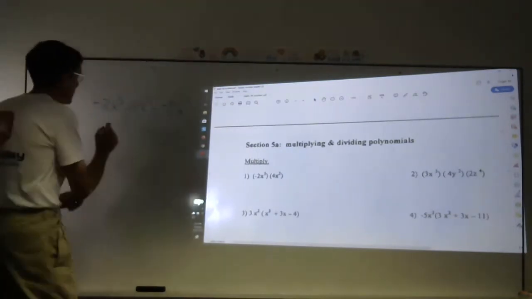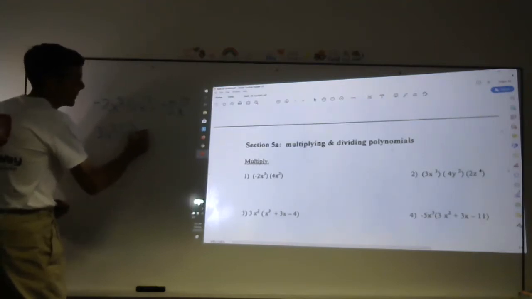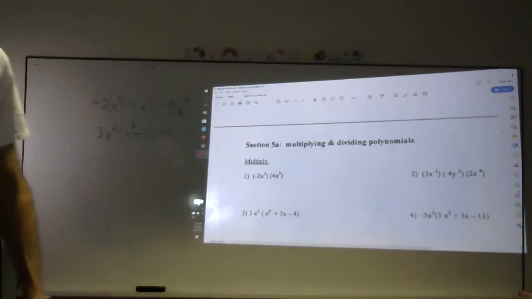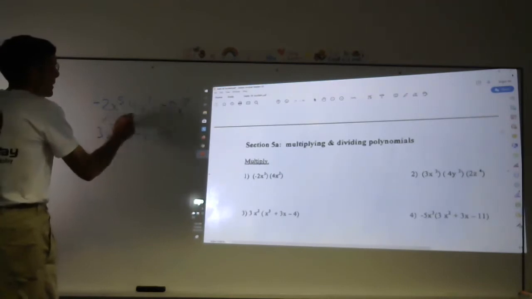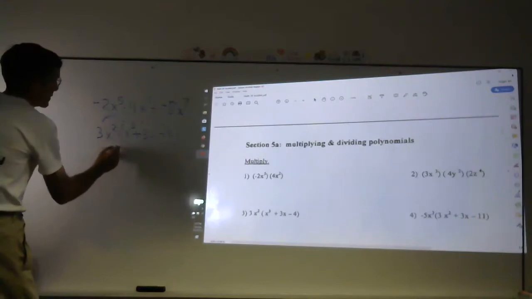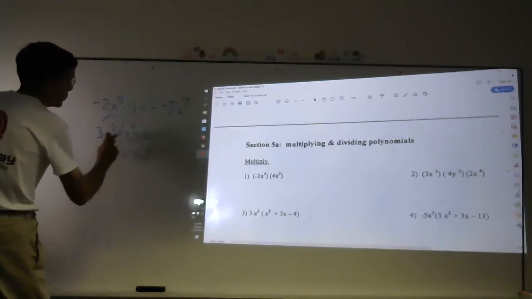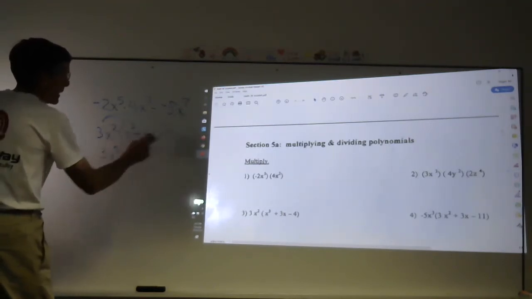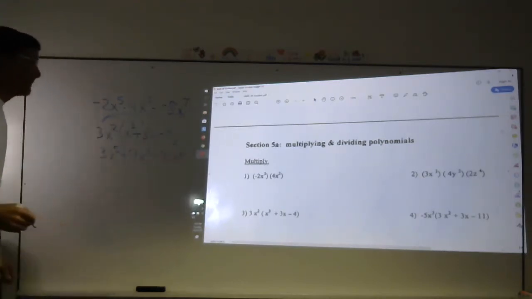Let's go to number 3. 3x squared, x cubed, 3x minus 4. Okay? Now, when you go to multiply that out, this is distributive property. You have to take that into all three. So I'm going to get 3x to the fifth. 3 times 3, 9x cubed. Add your powers, right? 2 and 1. And then 3x squared times negative 4 is negative 12x squared.